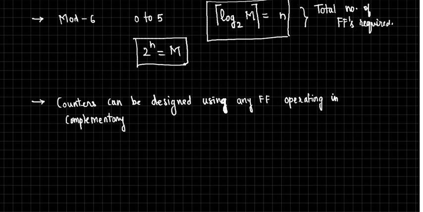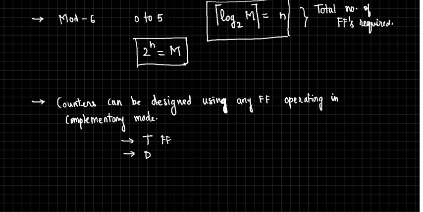What does it mean? It should always toggle. As soon as a pulse comes, it should toggle. If we are able to construct such a structure, that can very well be used for counters. So what is the simplest possible flip-flop which always toggles? It is a T flip-flop, right? So we can use the T flip-flop. Then what about the D flip-flop? Can we use that?